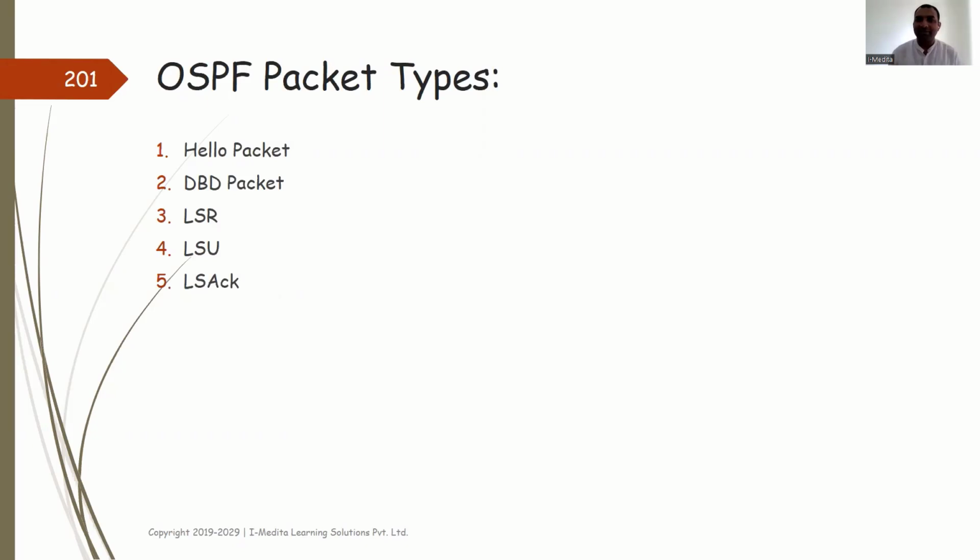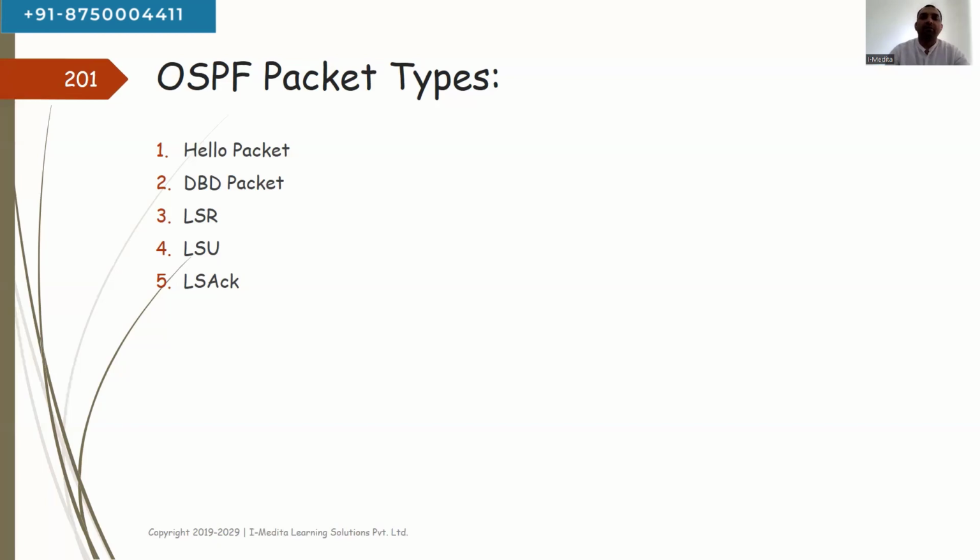Hello everyone, and in this video, we are going to cover the OSPF packet types, like how many different types of packets OSPF uses for its internal process. There are mainly 5 types of packets which are used by OSPF for its internal process: the hello packet, then DBD, which is also known as database descriptor, then link state request, link state update, and finally link state acknowledgement.